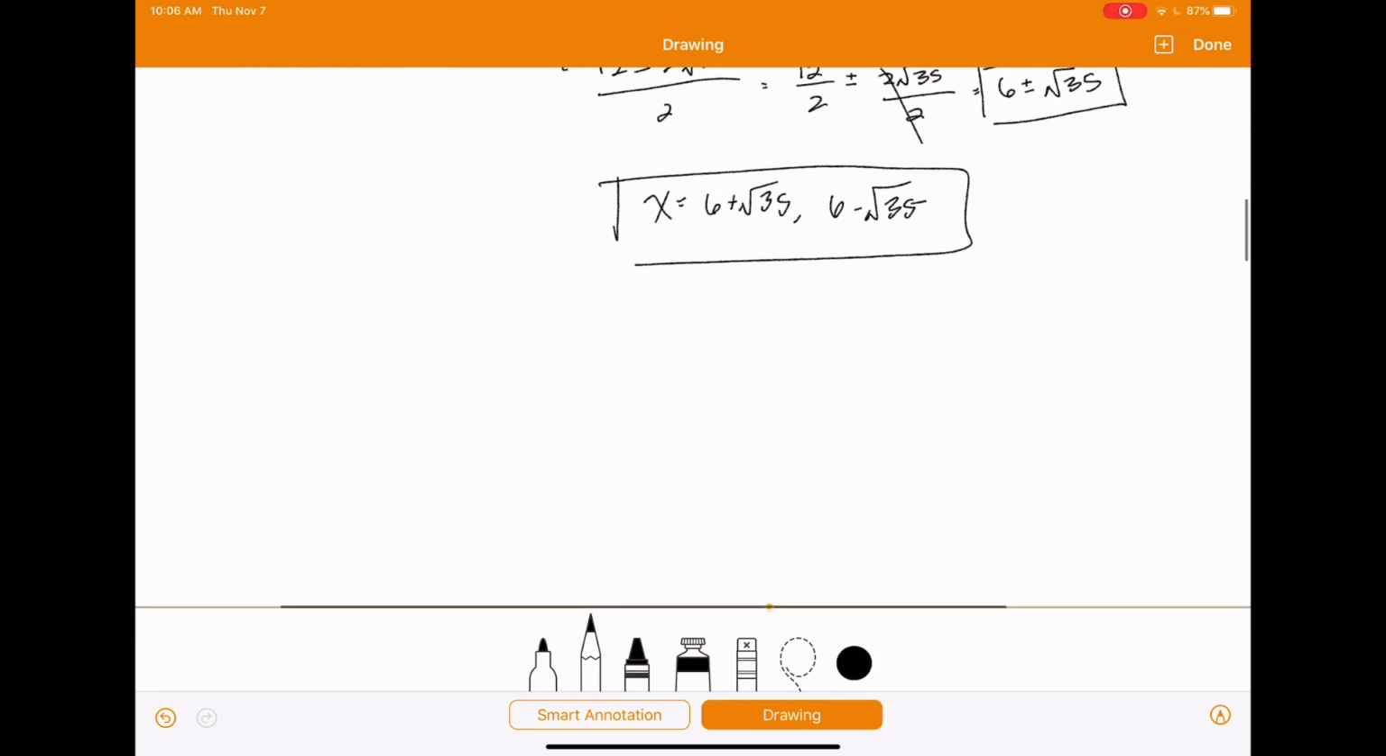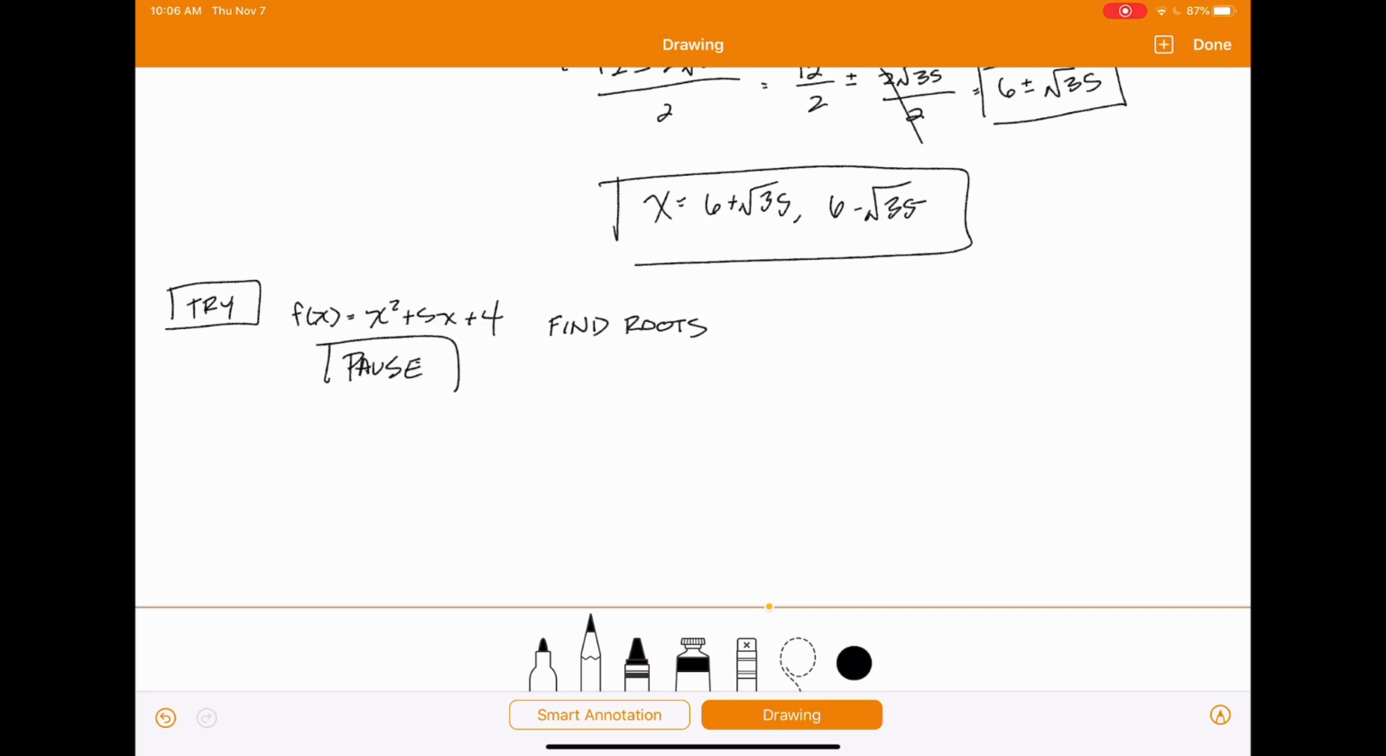So go ahead now and try on your own. f of x equals x squared plus 5x plus 4, and you're going to find the roots. So go ahead and pause the video now. Work it out on your own and check your solution with number 3 in the PDF below.